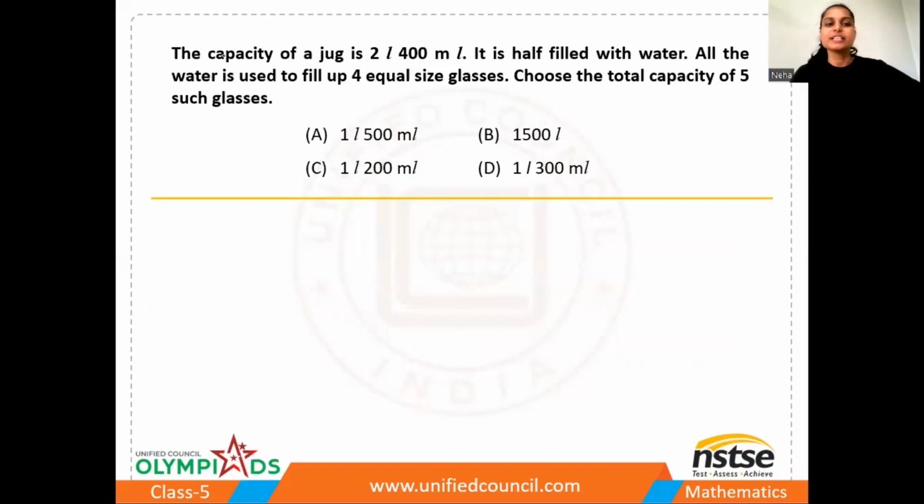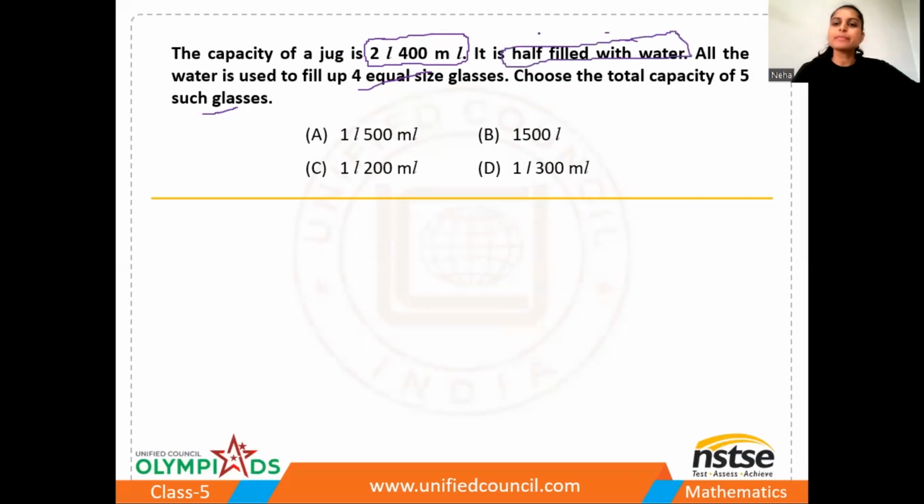The next question says that the capacity of a jug is 2 liters 400 ml. It is half filled with water, and all the water is used to fill 4 equal size glasses. Choose the total capacity of 5 such glasses. Perfect. The question is very nice. In this question, you have some basic calculations. So the total capacity of the jug is 2 liters and 400 ml, and it is half filled with water.